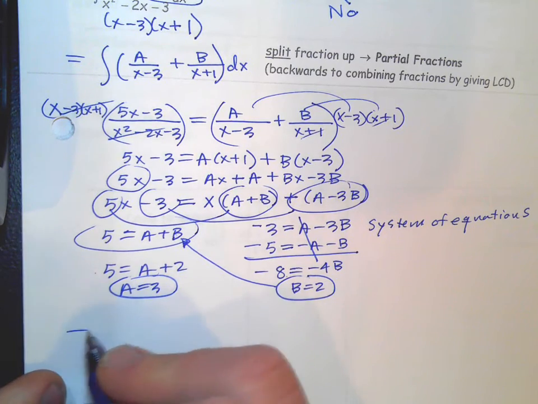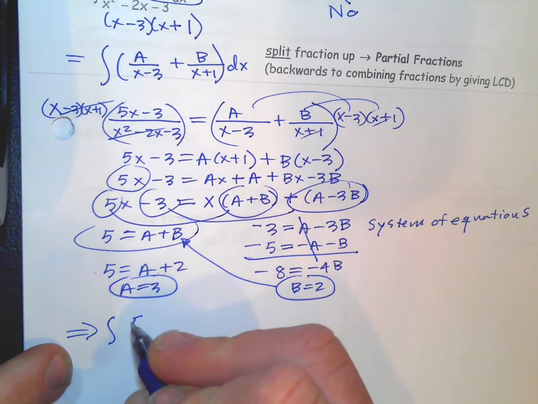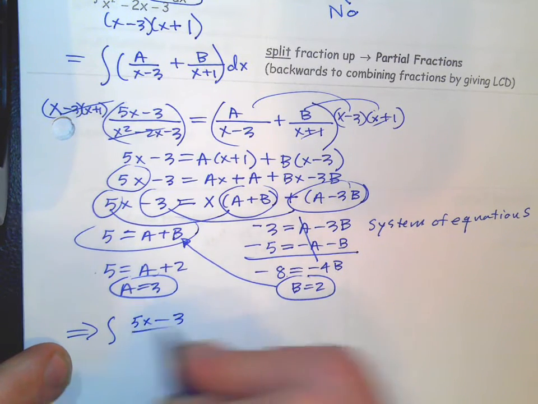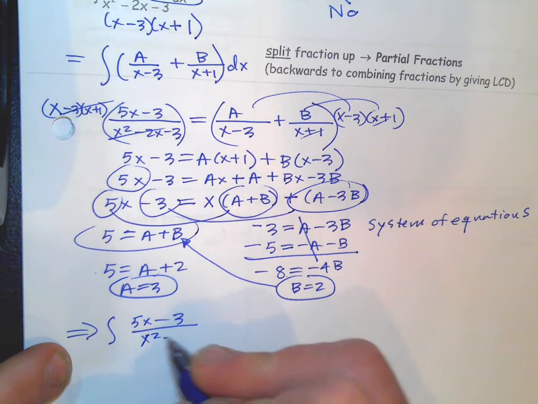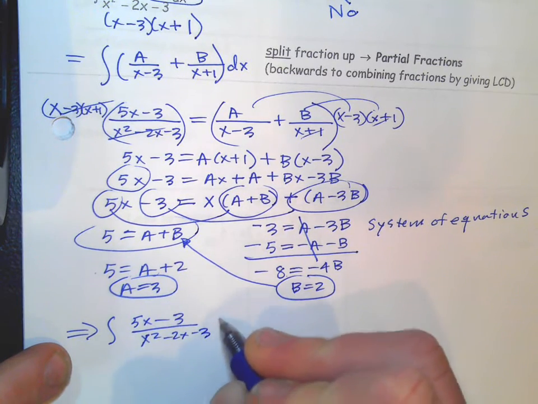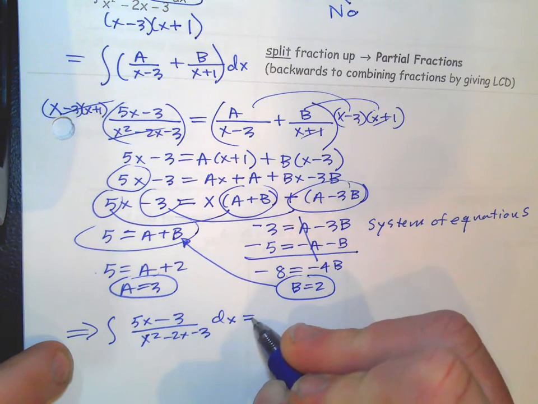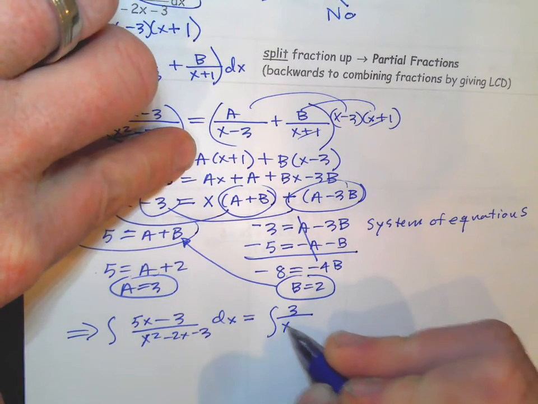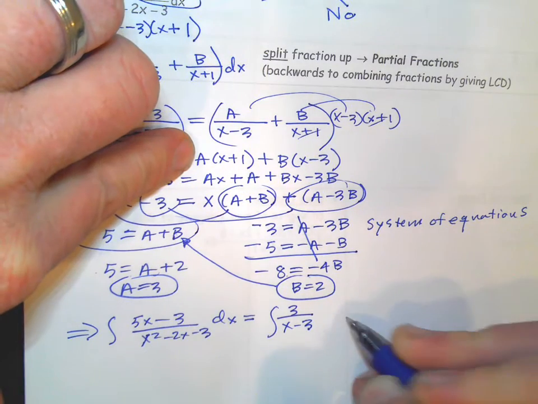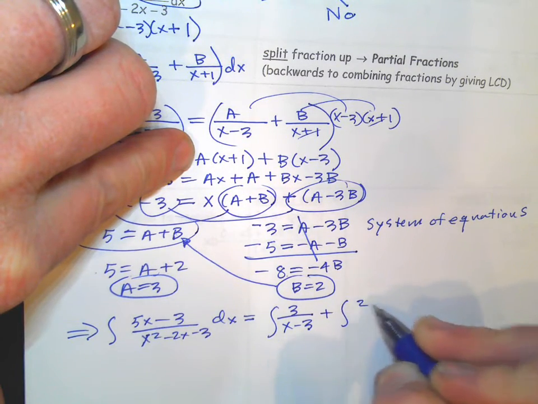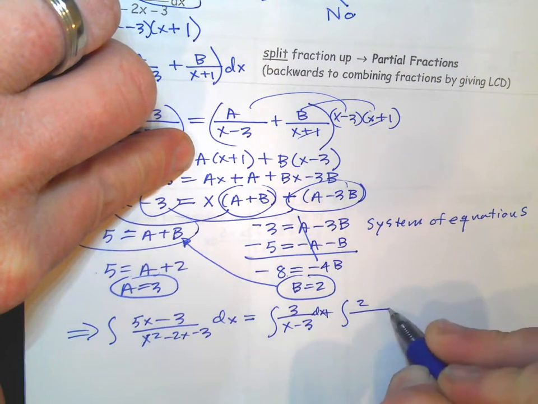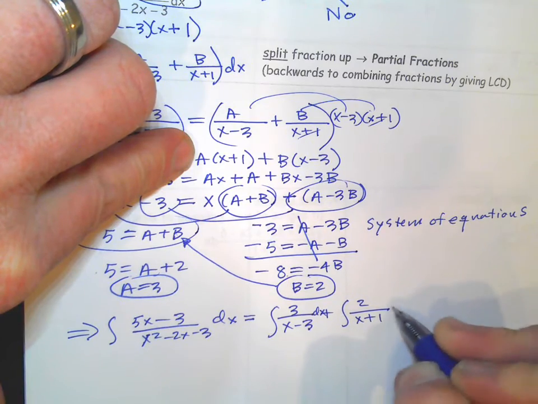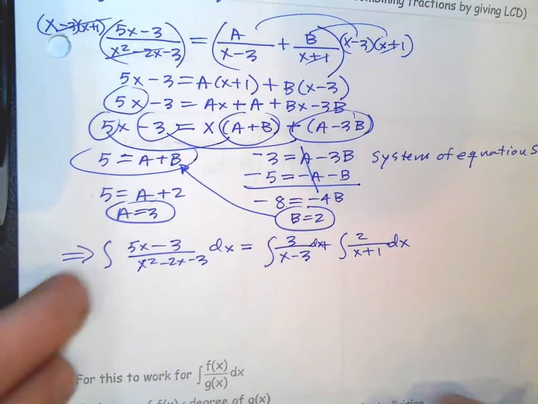Now, once we do that, we can rewrite the problem, the integral of (5x minus 3) over (x squared minus 2x minus 3) dx, as really the same thing as 3 over x minus 3, so you have to make sure you put in the right one, plus 2 over x plus 1, with a dx here. I'm going to separate them into separate integrals because I'm going to integrate them separately.